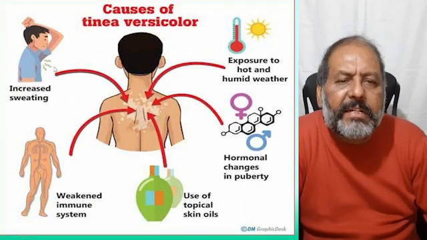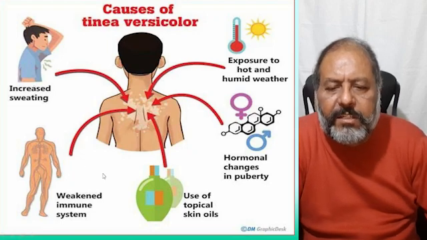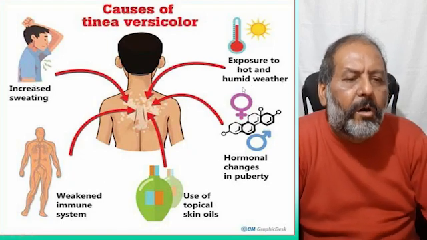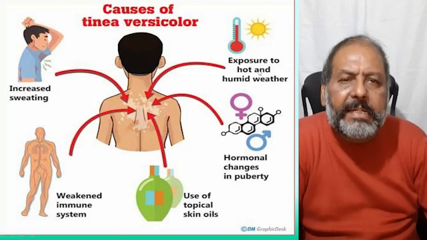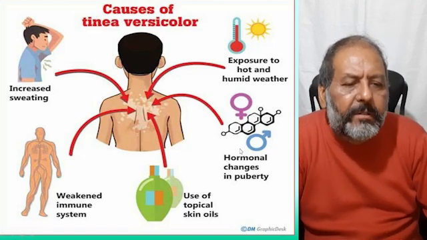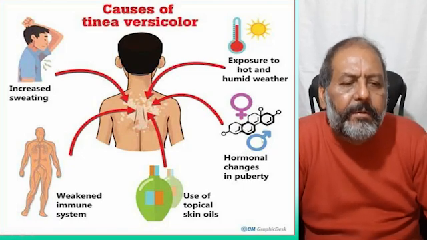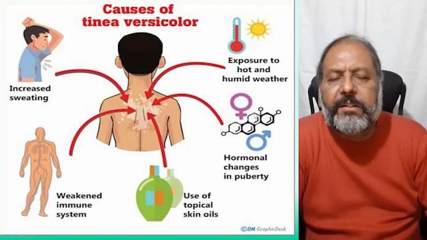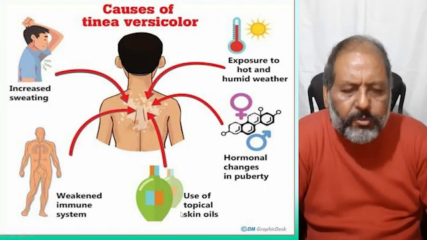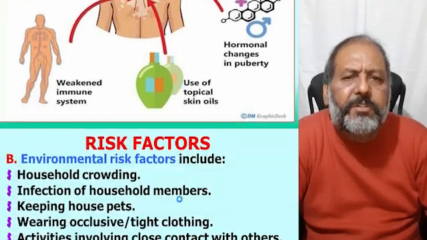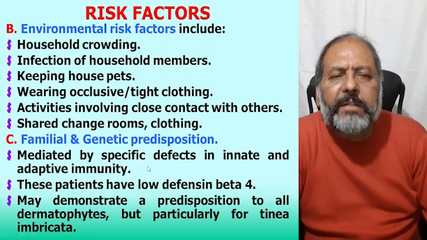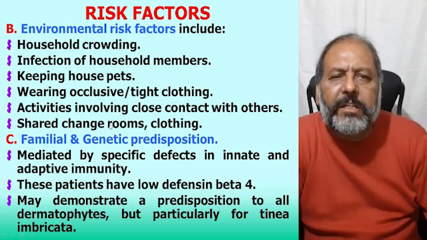And as one can see from here, the increased sweating, the weakened immune system, and exposure to hot and humid weather in areas like the tropics and subtropics, then there are certain changes in puberty, and that is more common in pre-pubertal cases, and the use of topical steroids and other factors which I have already mentioned. Now, number two among the risk factors are environmental risk factors.